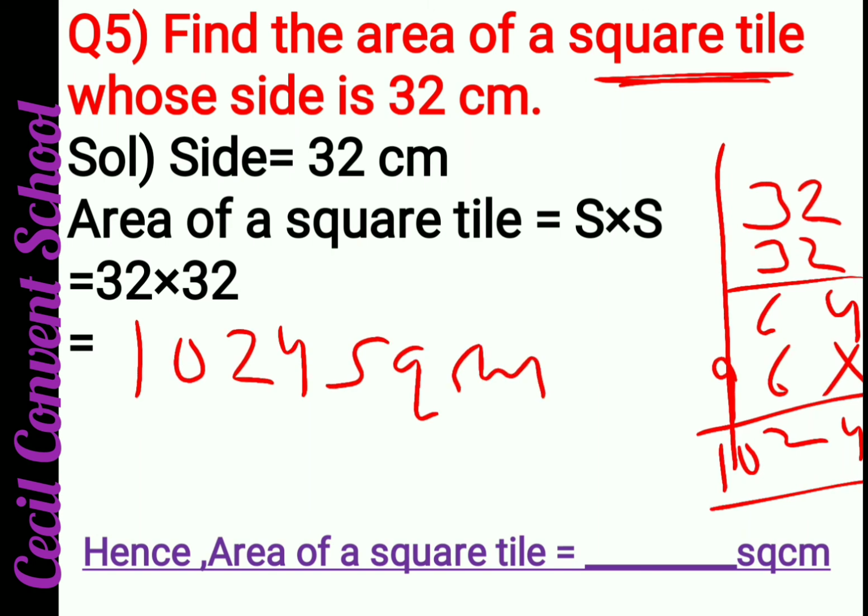centimeter. Clear? Means area, hence the area of a square tile is 1024 square centimeter. Clear this thing? Like this manner we do question number 5.